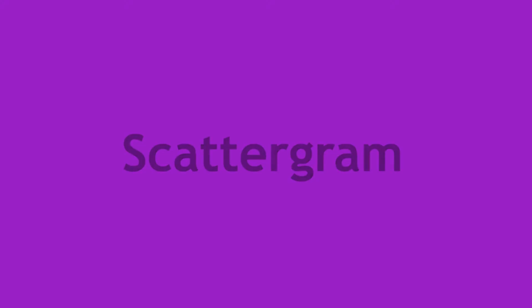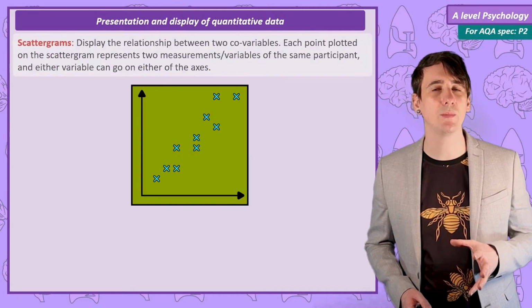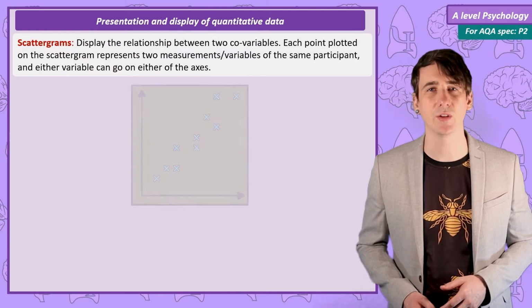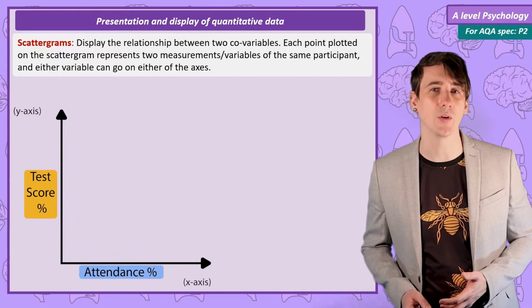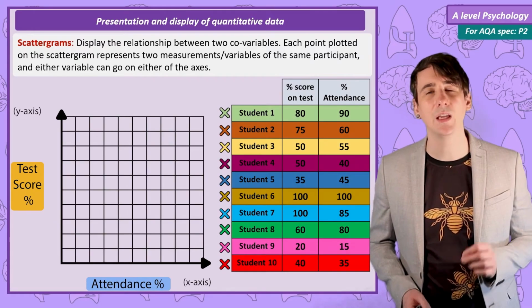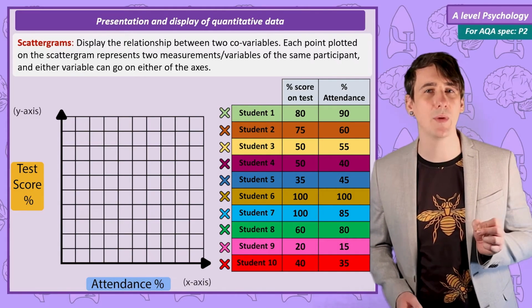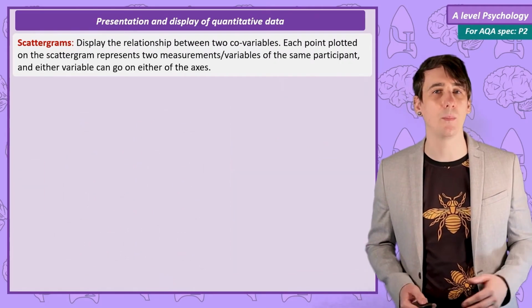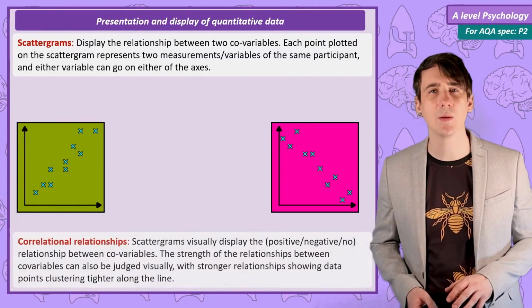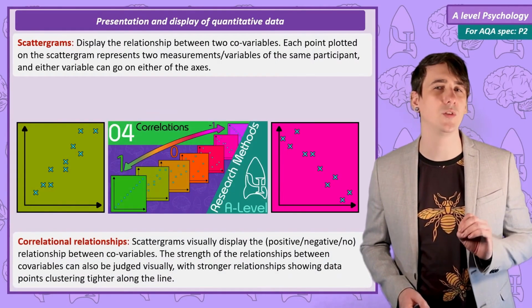Scattergrams. Scattergrams are used to show the relationship between two covariables in correlational research. As they're covariables, it doesn't matter which way around each variable goes on the x and y axis. Each point on the scattergram represents two measurements of one participant. Common correlational relationships are positive and negative. Check out my video on correlations for more on using scattergrams to show correlations.